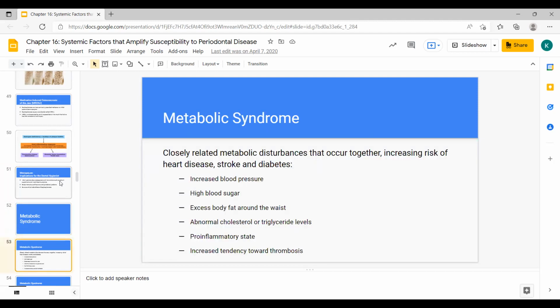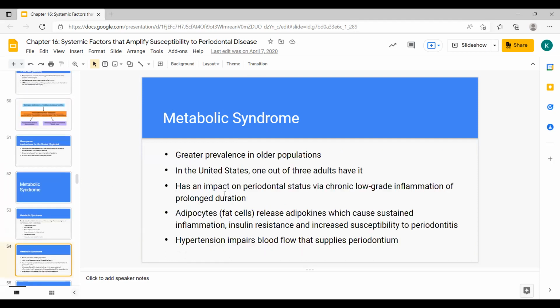Metabolic syndrome. Okay, closely related to metabolic disturbances that occur together, increasing the risk of heart disease, stroke, and diabetes. So high blood sugar, increased blood pressure, excessive fat around the waist, abnormal cholesterol and triglyceride levels, a pro-inflammatory state, and increased tendency towards thrombosis. We're going to see a greater prevalence in older populations.